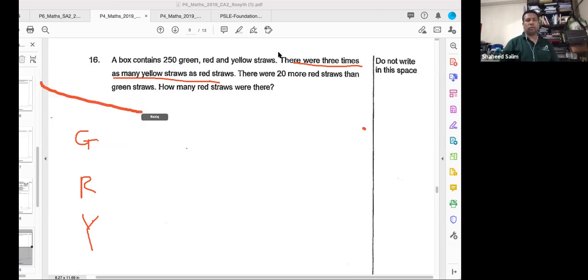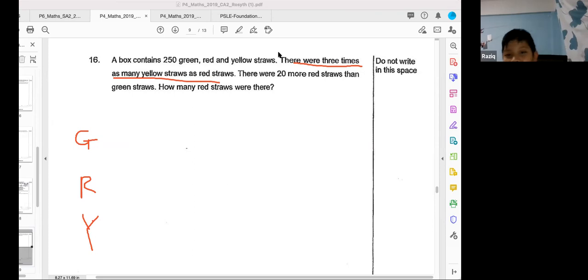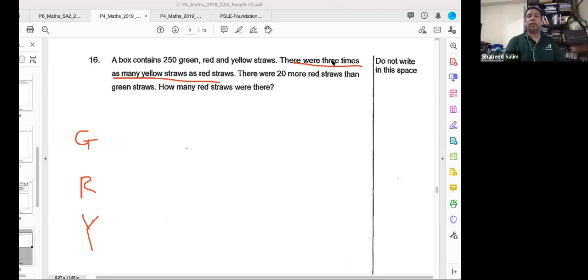Draw 3. Still don't know. There were 3 times as many yellow as red. 3 times yellow versus red. So that means red got 1. Red got 1. Yellow got 3. 1, 2, 3. So this means 3 times yellow of red.